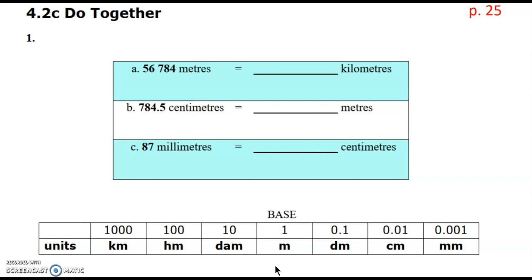So if we're going from meters to kilometers, that is 3 decimal places to the left, so we're making the number smaller. So I'm going to move 3 decimal places to the left, which is division by 1,000. So I will end up with 56.784 kilometers. If I'm moving from centimeters to meters, in example B, I'm going 2 places to the left.